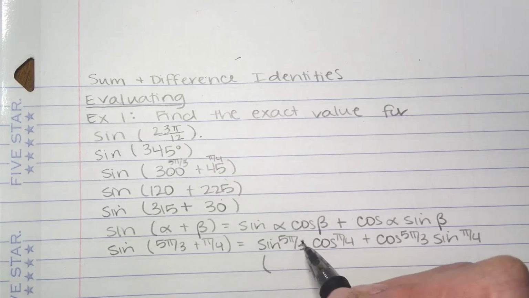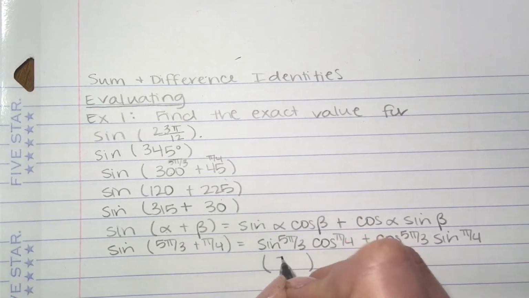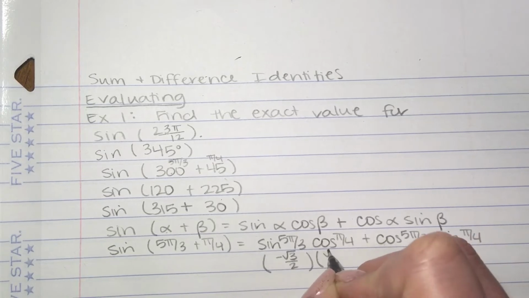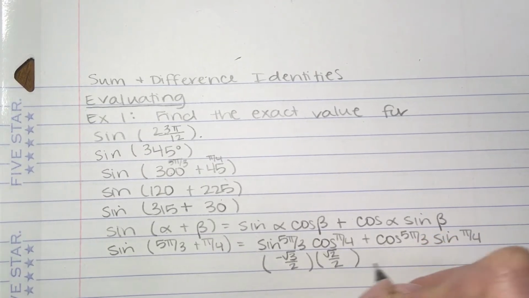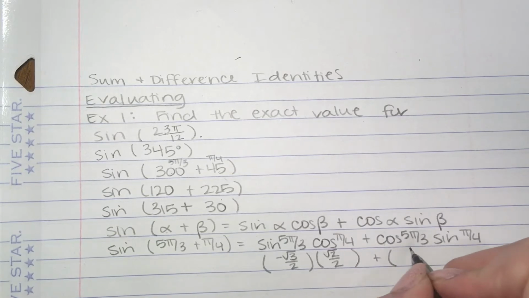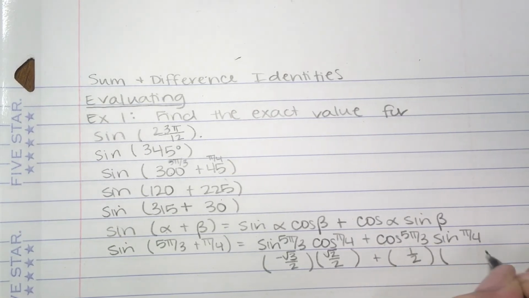So sine of 5 pi thirds is negative root 3 over 2. Cos of pi fourths is root 2 over 2. Cos of 5 pi thirds is positive 1/2. Sine of pi fourths, sorry, that was 5 pi thirds. Sine of pi fourths is root 2 over 2.